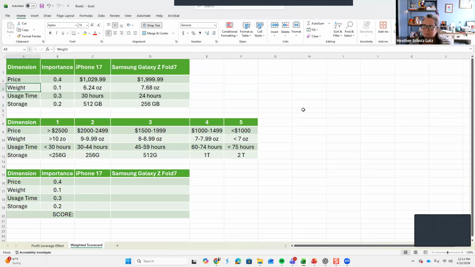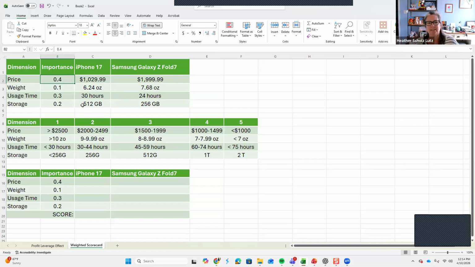So you can see the dimensions I thought most of us would consider important when looking at a cell phone: the price, how much it weighs in our hand, how long we're expected to be able to use it, and how much storage it has. If we look at it, all of those are measured in different variables. So we can't really just take the importance, like price is the most important here, multiply it by dollars, the next one by ounces, the next one by hours. It's not going to make sense.